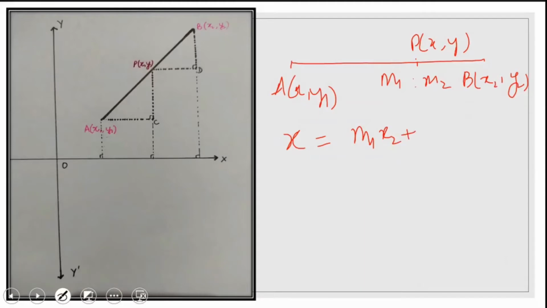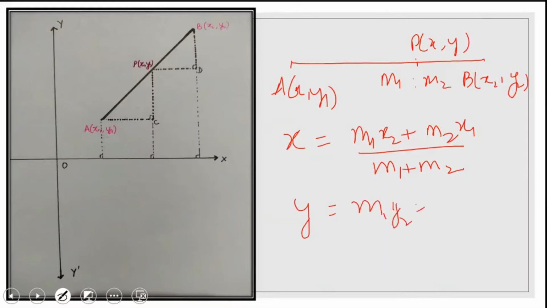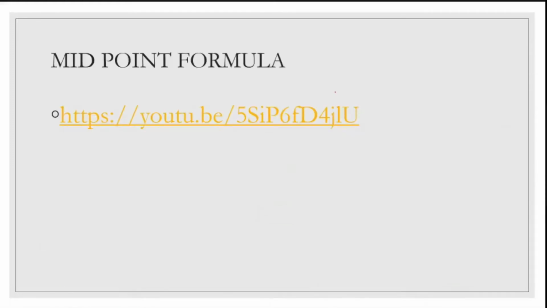m1 x2 plus m2 x1 upon m1 plus m2, and y will be given by again m1 y2, go diagonally, m1 y2 plus m2 y1 upon m1 plus m2. So this is the section formula, and you can understand it seeing this figure again. So you can watch the video again to understand it better. We'll go now to this application. Let us watch this video to find out the midpoint formula.